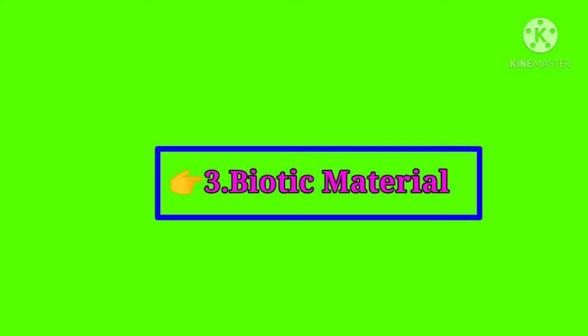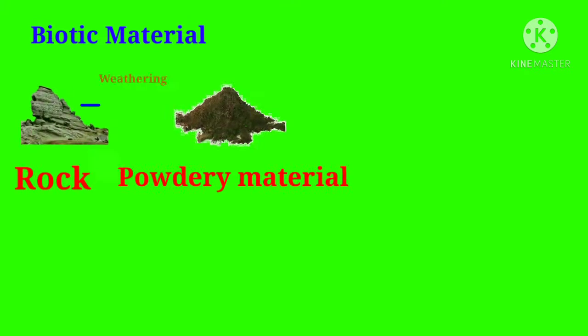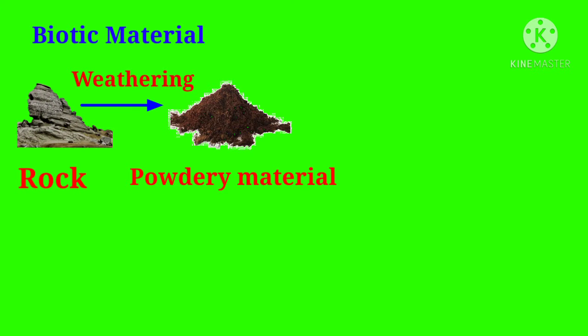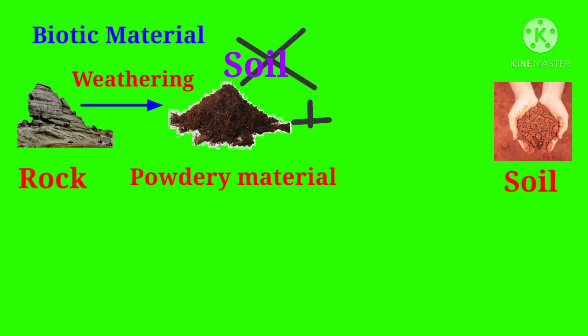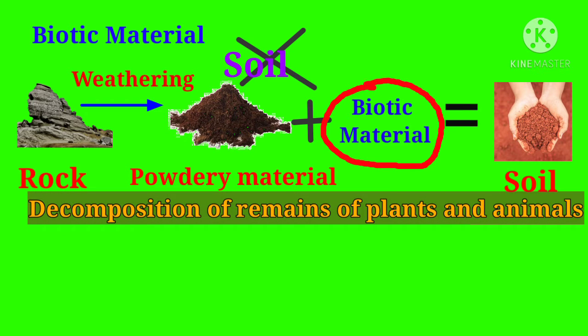Biotic material. The weathering of rock turns them into powdery material, but this powdery material is not soil. To turn such powdery material into soil, it is necessary that biotic material gets mixed into it. The biotic material comes from the decomposition of the remains of plants and animals in that region.